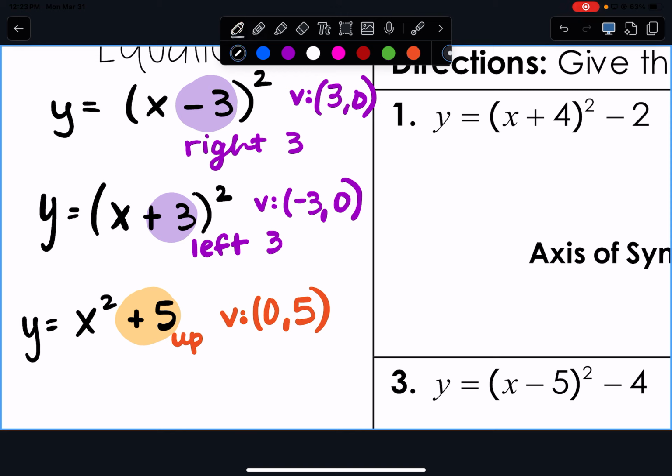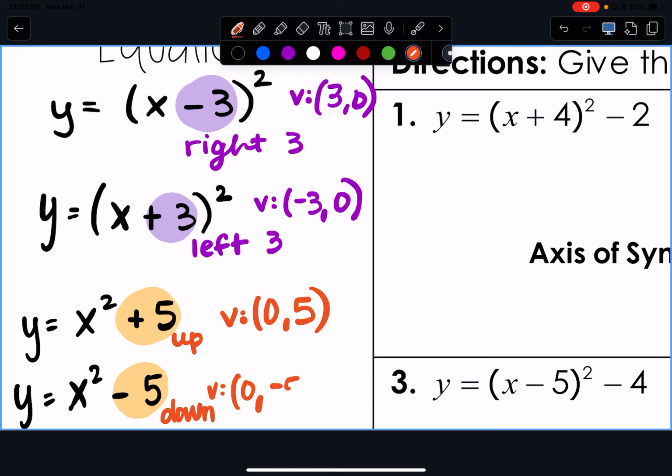What if we do y is equal to x squared minus 5? What is that going to cause to happen? It's going to cause it to go down. So what will the vertex be? (0, negative 5). So the way that those two numbers, whether it's inside or outside, affect our graph is that they affect where our vertex is. And just by seeing those transformations, we can know where our vertex is.